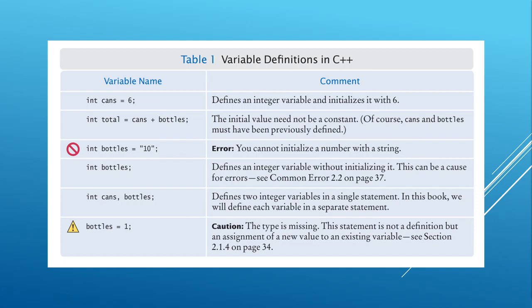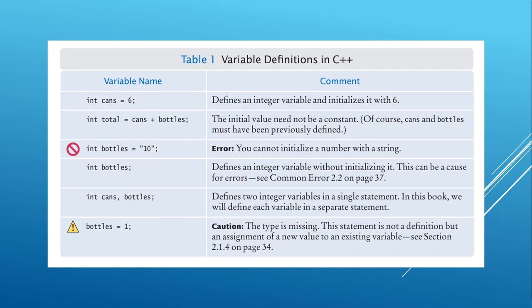And lastly, notice that without a data type, we cannot assign this operation in the 6th box of the table. Bottles, we don't know if bottles has been declared or not. It looks like this would be an overwrite operation where we are assigning a new value to an existing variable. But if this is the first time that bottles is being declared in the program, we have to give it some data type in order for it to be initialized.